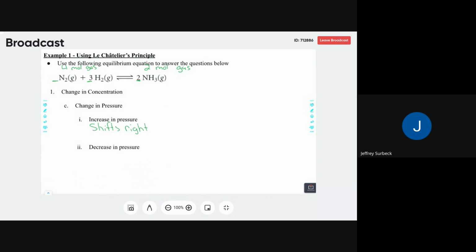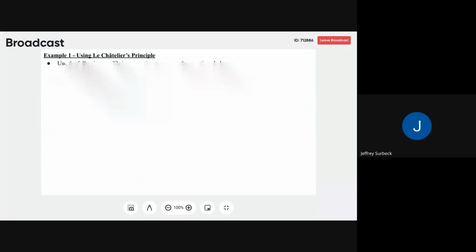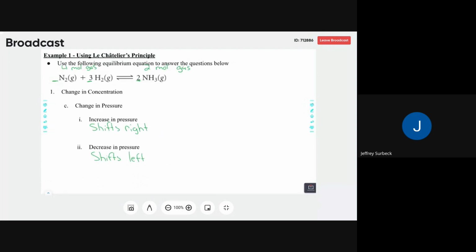Now we decrease pressure, right? So we have more room to maneuver. It shifts to the side with the most moles, which is what side? Left. Okay. Questions there? Anybody need this?